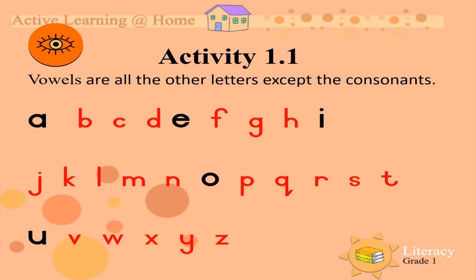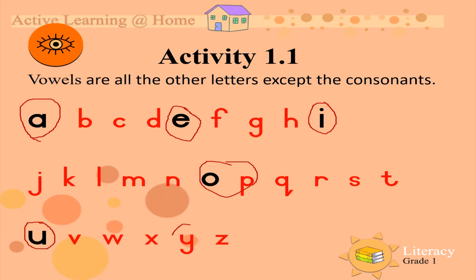Vowels are all the letters except the consonants. If you look carefully here, I've made all the vowels in black. There's your A, E, I, O, and U. Sometimes the Y is also a vowel. So we find vowels in almost every word. And if you don't find a vowel, you're going to find a Y. And we'll find out about that later on.